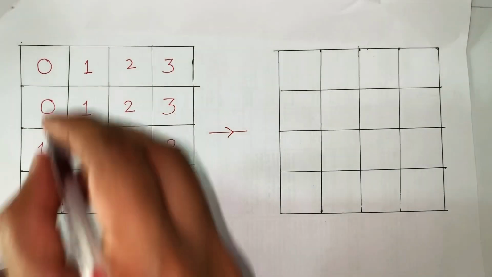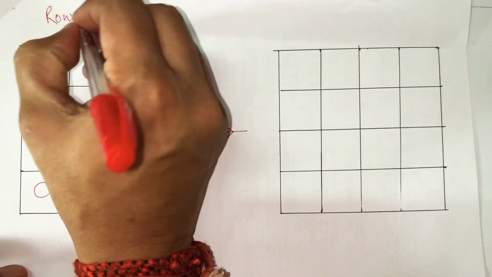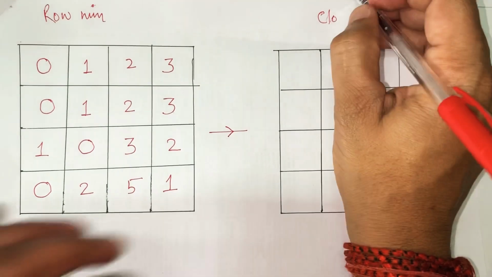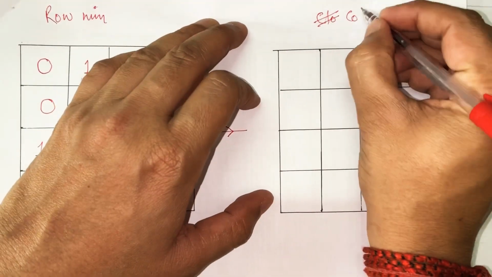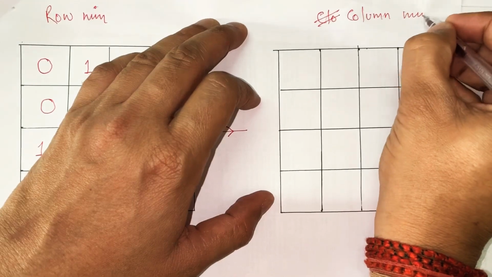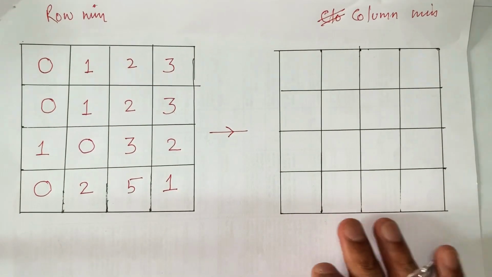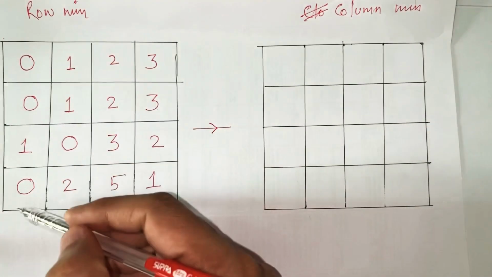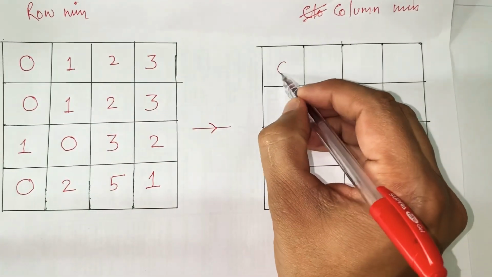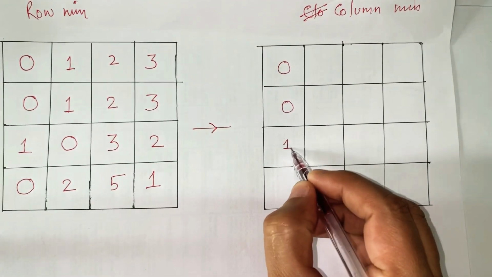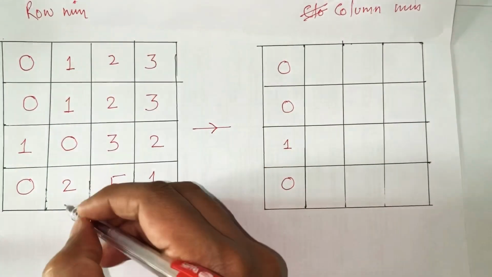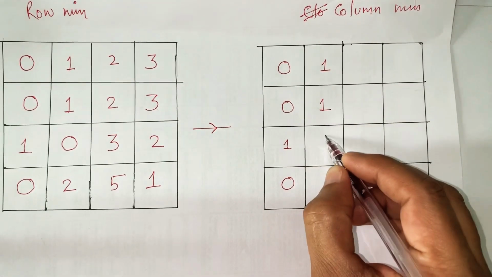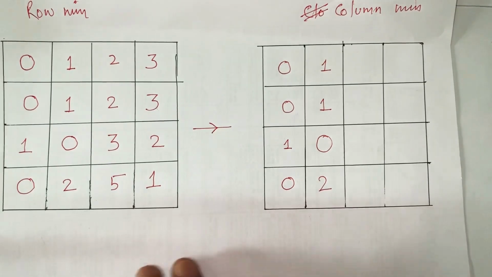Now step 2, after the row minimum, is the column minimum. I have to find the minimum of each column and subtract it throughout. Looking at the first column, 0 is the minimum, so I subtract 0 throughout and it remains 0, 0, 1, 0. In column 2, again 0 is the minimum, so I write it the same way: 1 minus 0 is 1, 1 minus 0 is 1, 0 minus 0 is 0, 2 minus 0 is 2.